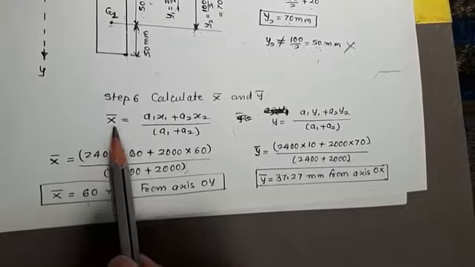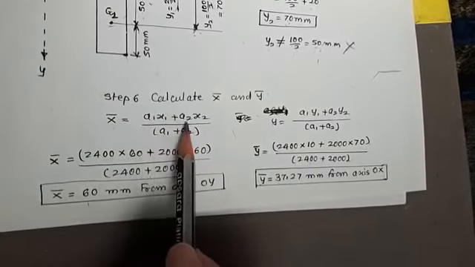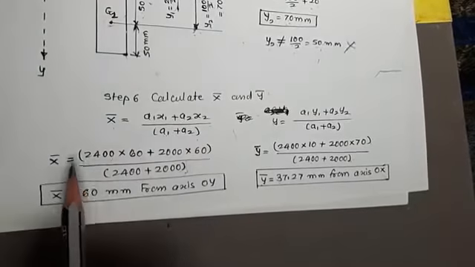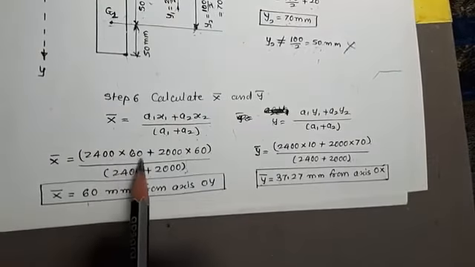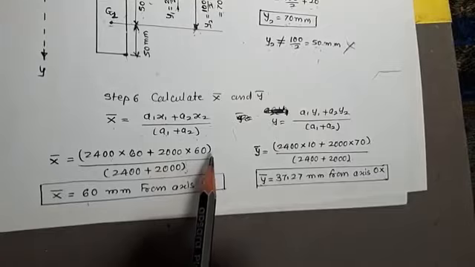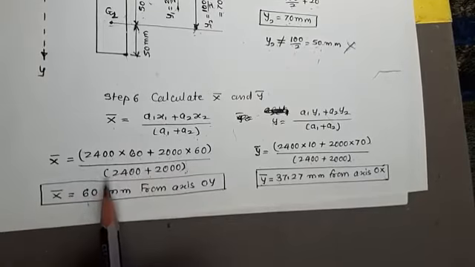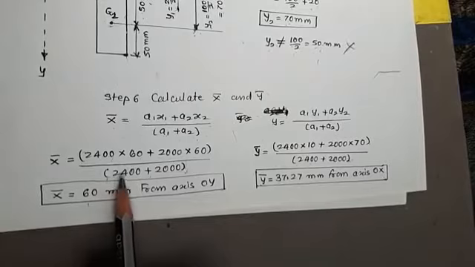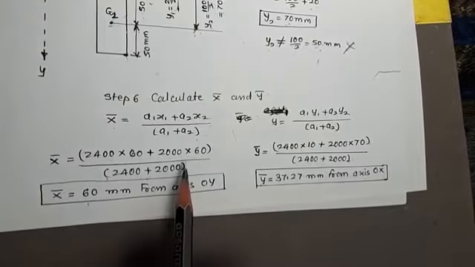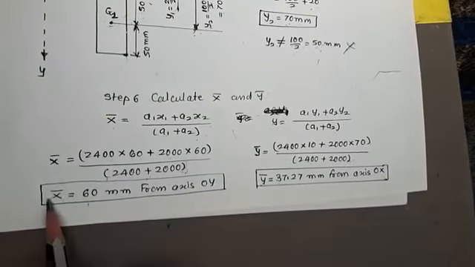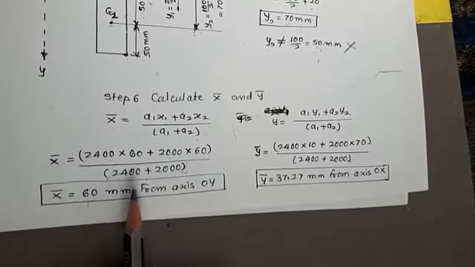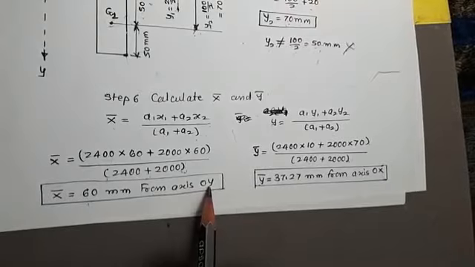To calculate x bar, we use the formula (a1 x1 plus a2 x2) divided by (a1 plus a2). Substitute the values: 2400 into 60 plus 2000 into 60, bracket close, divided by, and this bracket at the denominator is very important, open the bracket here, 2400 plus 2000, bracket close, and then press equal to. You will get the answer 60 mm, and it is from the axis OY.